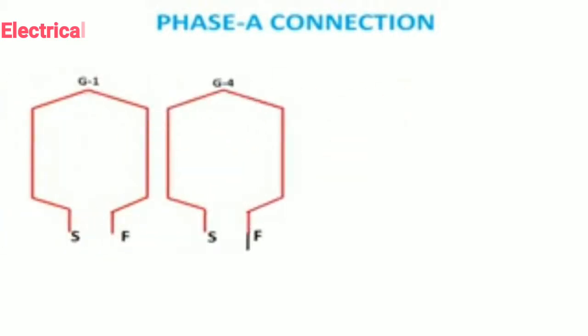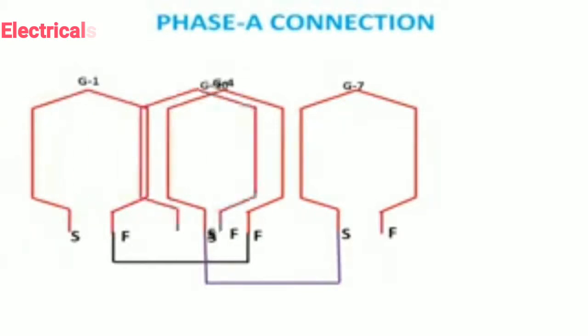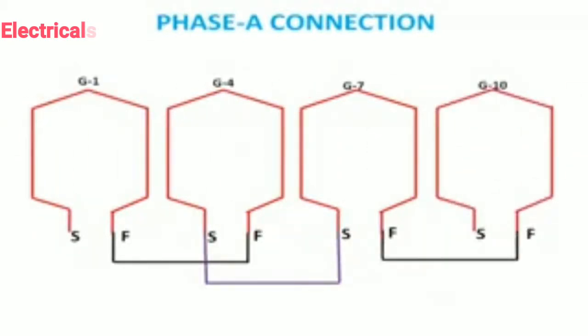In order to demonstrate the connection, we have taken a series connection demonstration. First, we will do the phase connection. As we have discussed, for series connection, the finish of the first coil group will be connected to the finish of the fourth coil group, after a 2 coil gap. And again the starting of the fourth coil group will be connected to the starting of the seventh coil group. Similarly, the finish of the 7th coil group will be connected to the finish of the 10th coil group. And finally, the A1 A2 terminals will come from the starting of the first coil group and the 10th coil group.